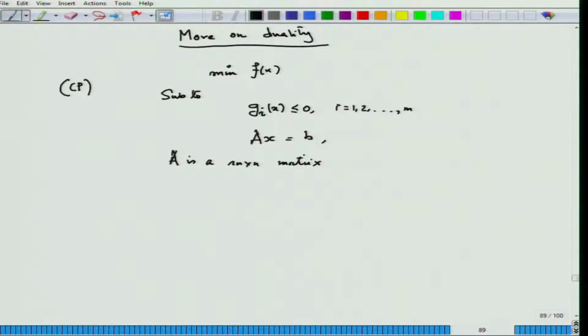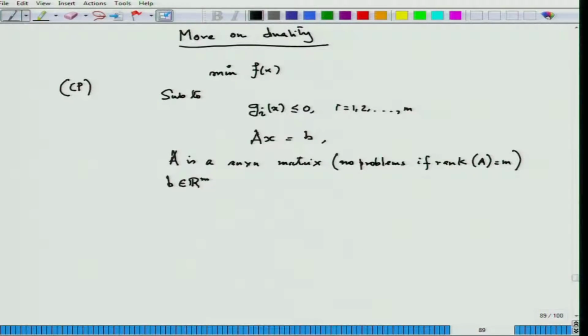Never mind, no problem if rank A is k, that is, full rank. You may or may not have it, but in general this condition holds. And b is in R k. So, this is quite a general constraint qualification. I would leave it as homework if I add x element of X.